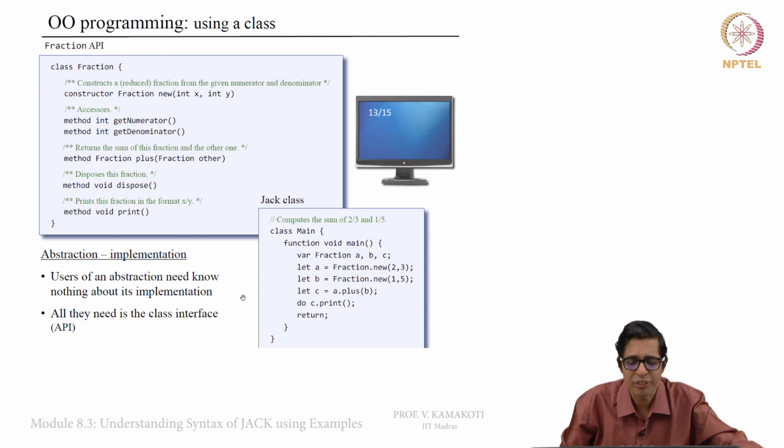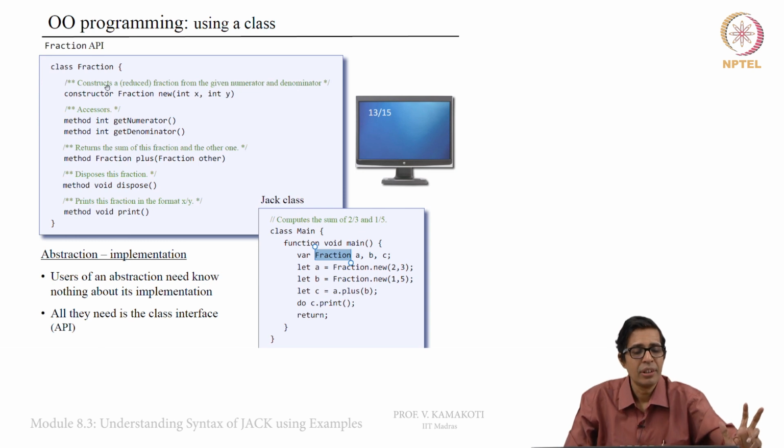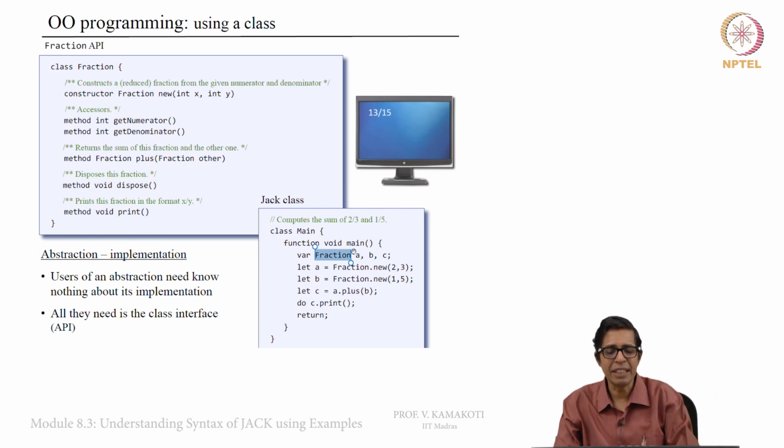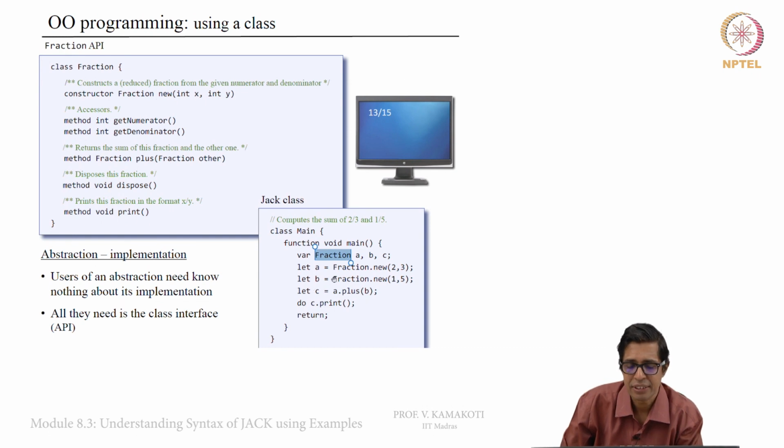So, this is the API for fraction. How does any application programmer use this fraction? He creates a class called Main, inside that a function called main. Then A, B and C are objects of the type fraction, of the class fraction. So, I have created 3 objects of the class fraction here.